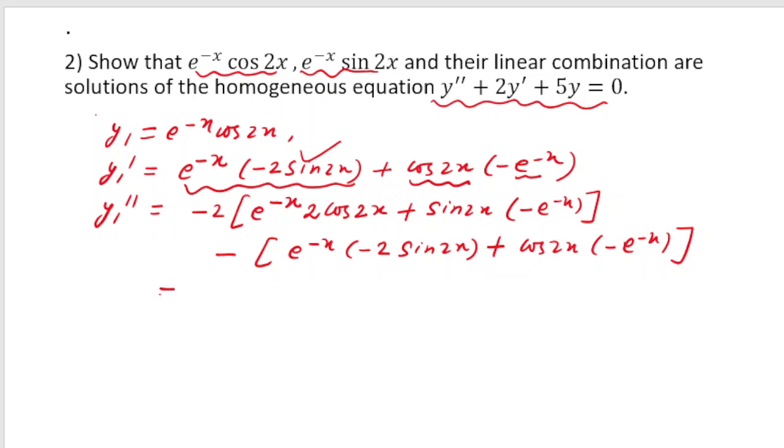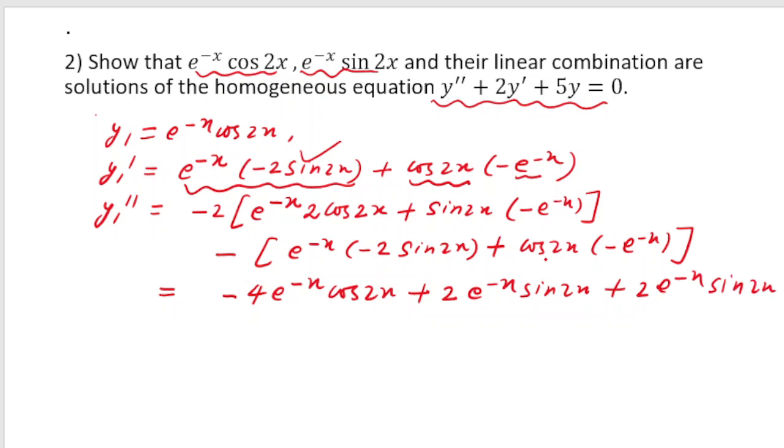So if you simplify this, what you will get? Here it is minus 2 into 2, so I will get minus 4 e to the power minus x cos 2x, right? And this minus and this minus will become plus, so I will get 2 e to the power minus x sine 2x, and here it is minus and minus plus, so I will get 2 e to the power minus x sine 2x, and here it is minus and minus plus, so I will get how much? It will be like e to the power minus x cos 2x.